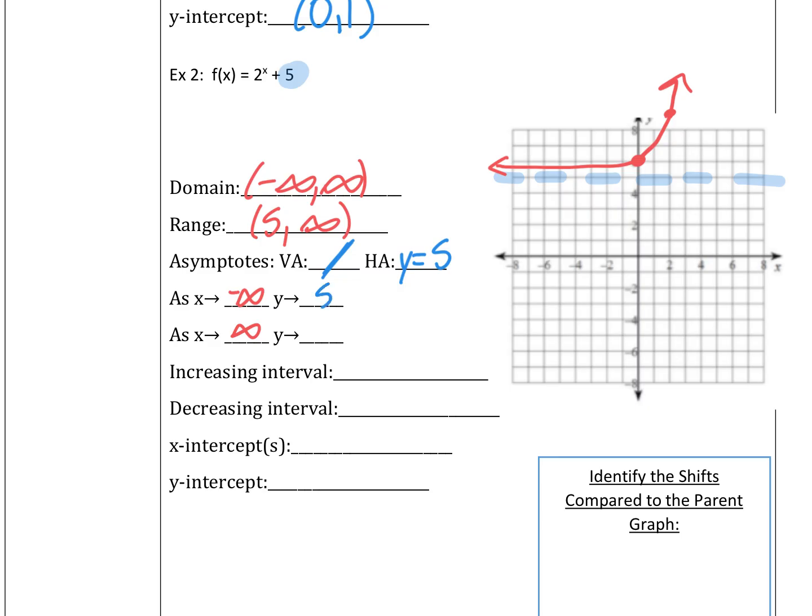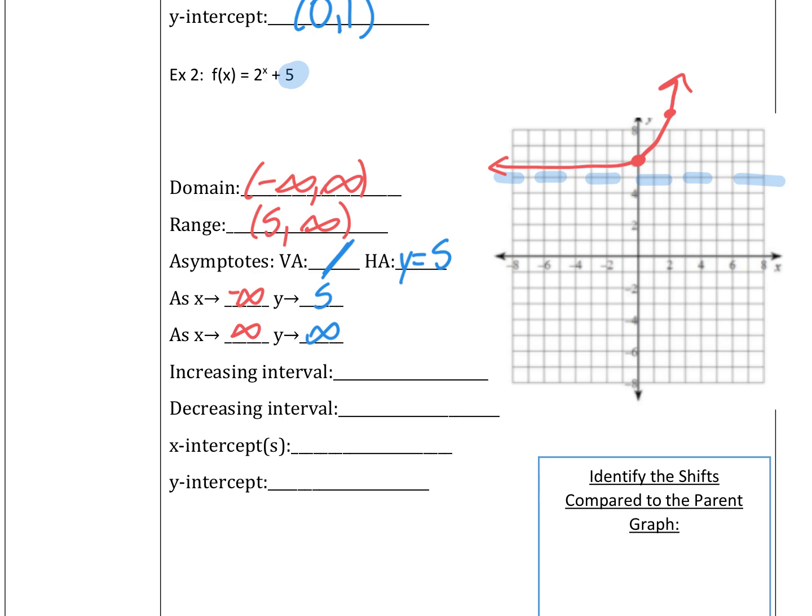Stuck at 5. Good. And then as x goes right, the y arrow is doing what? Up. Good deal. Okay, so left arrow is getting stuck at 5. Right arrow is going up forever. Are we all good with that? Okay, there's no excuse for missing these anymore.